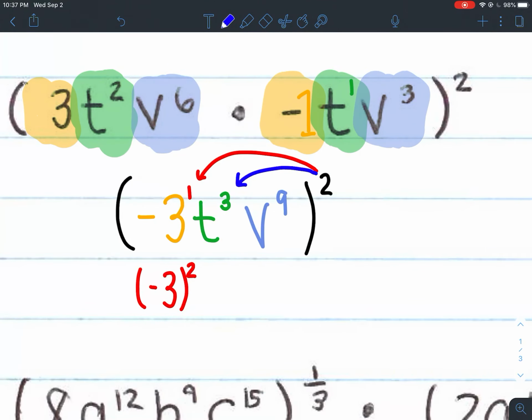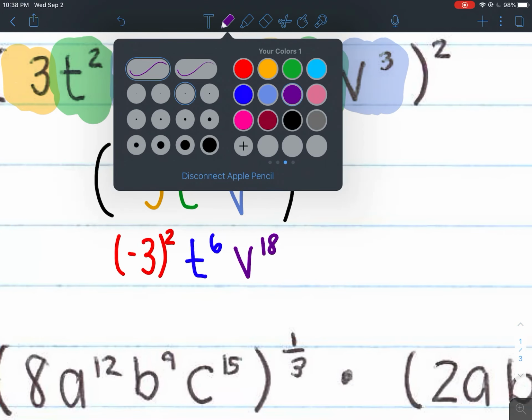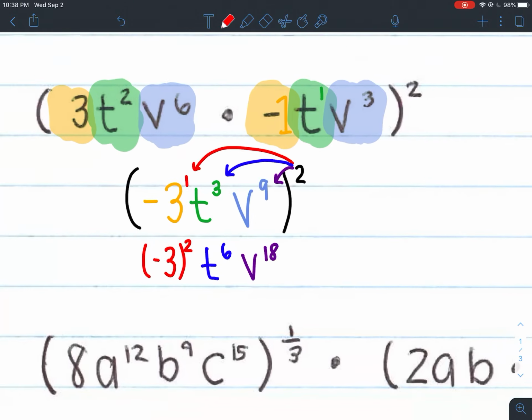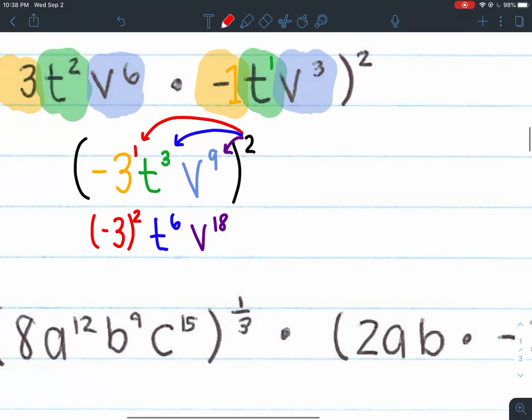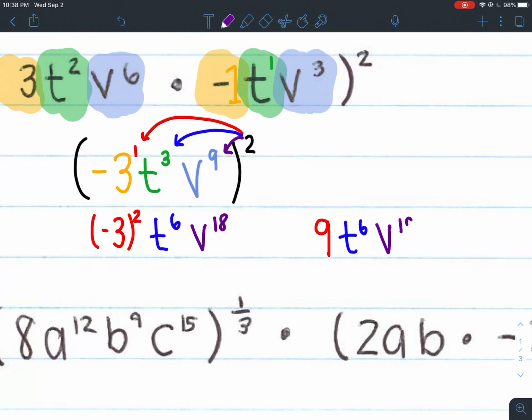Okay, and then I'm going to go ahead and keep going. So multiply the exponents together. So I have t to the 6 because 3 times 2 is 6. And then I have v to the 18 because 9 times 2 is 18. Now I'm almost done. Not quite done yet, right? I would be finished, but there's something I can simplify. I can simplify the negative 3 squared. Well, when I type in negative 3 squared in a calculator, I should get positive 9. So I'm going to get positive 9, and then t to the 6 is going to stay, and then v to the 18th is going to stay.